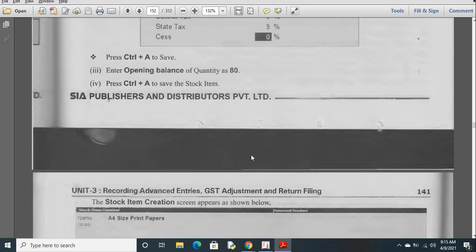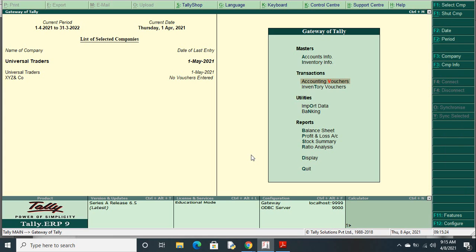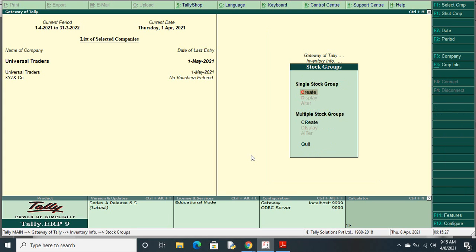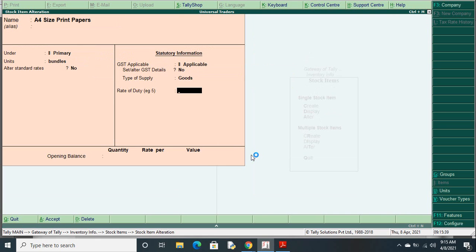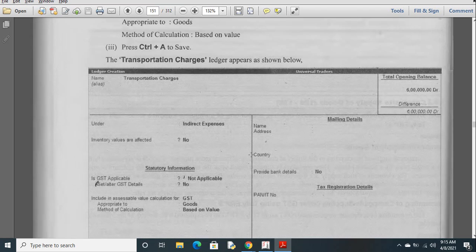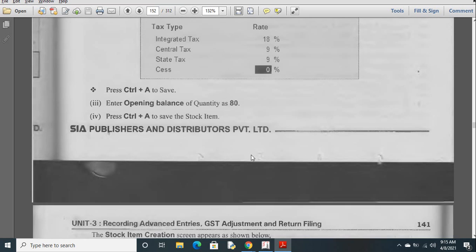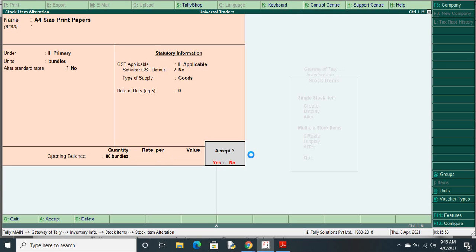Okay, opening balance as 80. Now inventory info, create, stock items, alter A4 size, 80, and what is the price? 80 bundles. Okay.